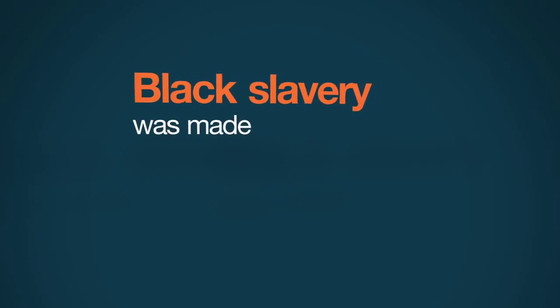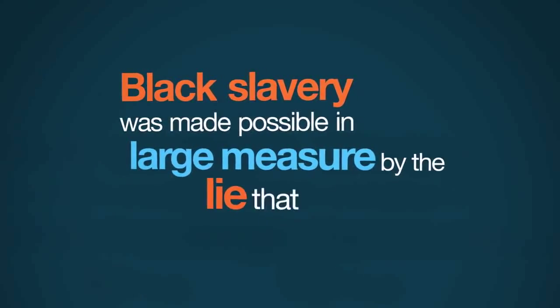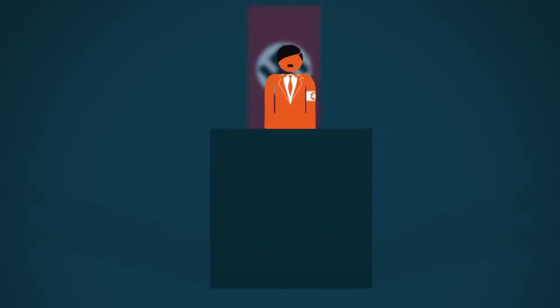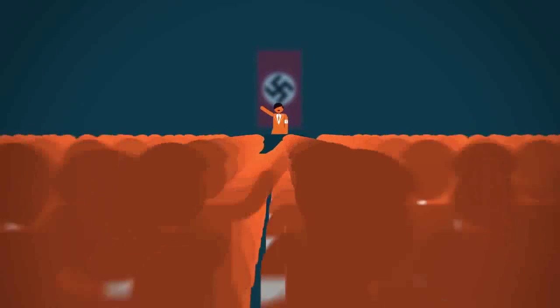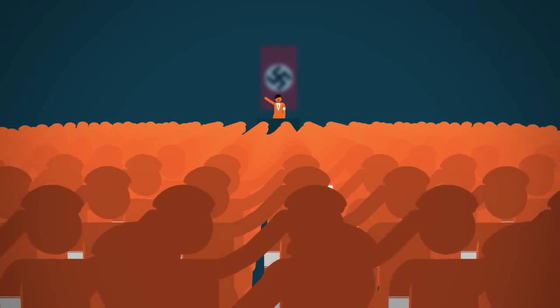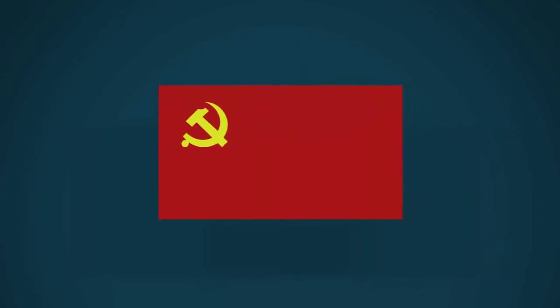There were slave traders, Nazis, and communists who were compassionate in their personal lives. But all of them told, and most of them believed, some great lie that enabled them to participate in a great evil. Black slavery was made possible in large measure by the lie that blacks were innately inferior to whites. The Holocaust would have been impossible without tens of millions of people believing the lie that Jews were inherently inferior to so-called Aryans. And communist totalitarianism was entirely based on lies.